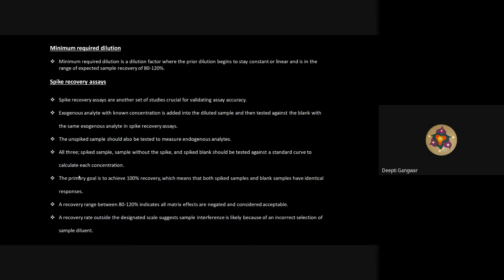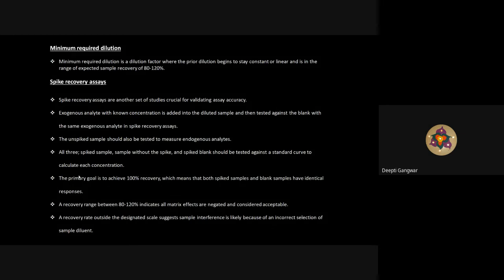Now, the next important point is minimum required dilution. If there are people in the audience still actively listening to what I'm saying, I would want to know: is it possible to dilute a sample endlessly? Say, most of your bioformulations are in a range of 25 mg per ml to 100 mg per ml.